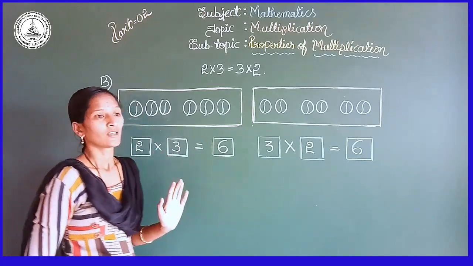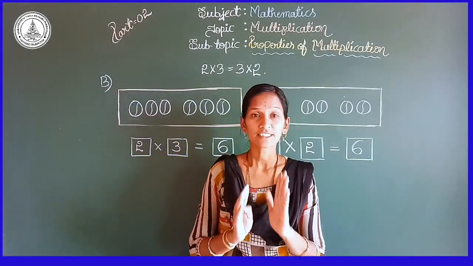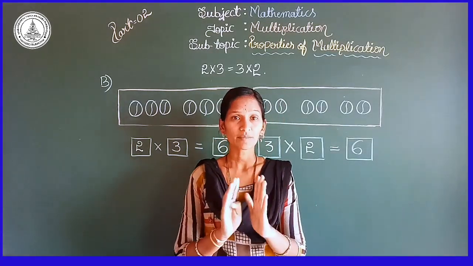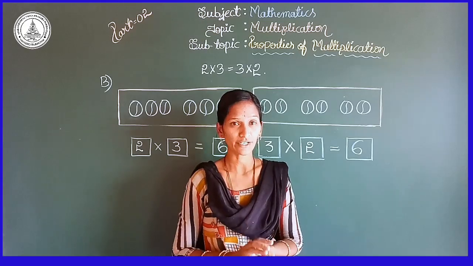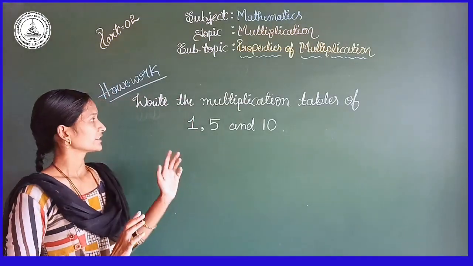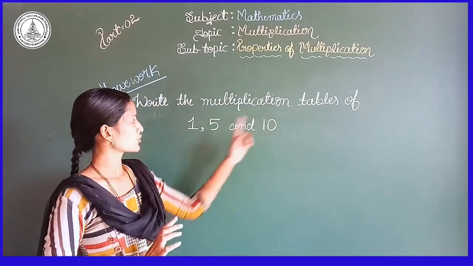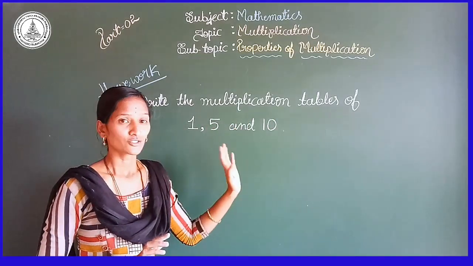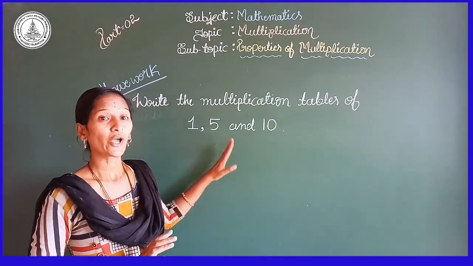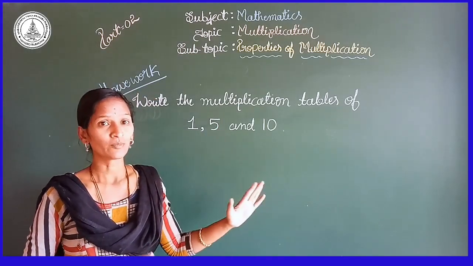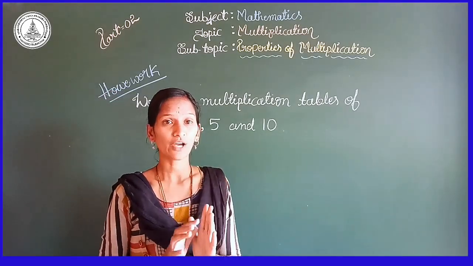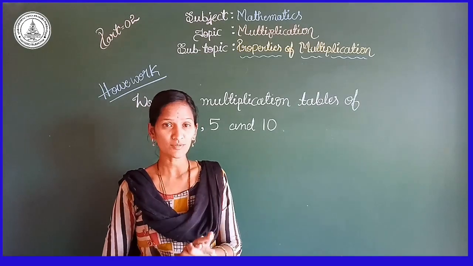Right? So my dear students, in this class you learnt about the properties of multiplication. Now I am giving homework to you. All of you write it down. So my dear students, now it's time for giving homework. See here, write the multiplication tables of 1, 5 and 10. You already learned about this in class one. Right? So you have to write them down at home. And also complete the remaining problems of exercise number 1.5 at home.